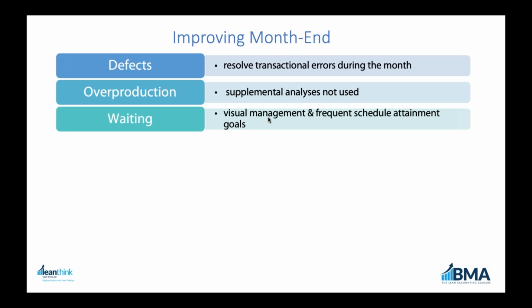Waiting time: make the month end close process visual, because you might be waiting on information. If you make it visual, and you're managing schedule attainment on a frequent basis, then you'll start understanding the root causes of waiting time during the month end cycle.